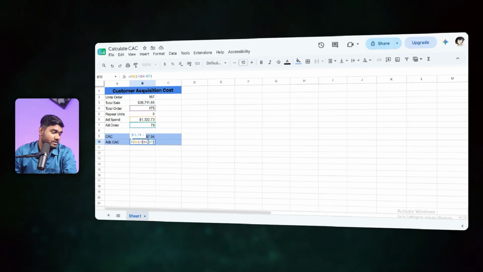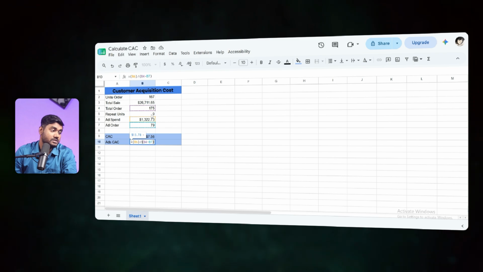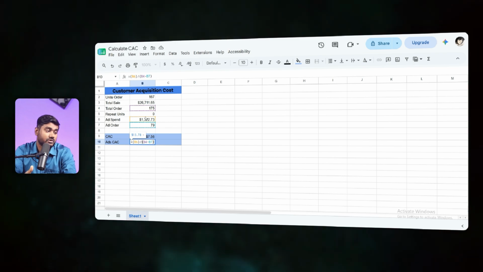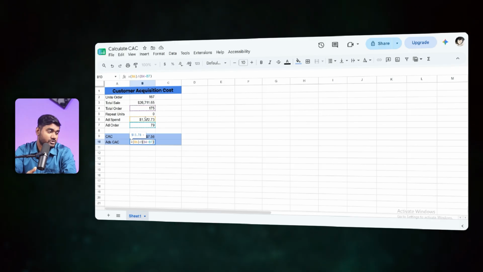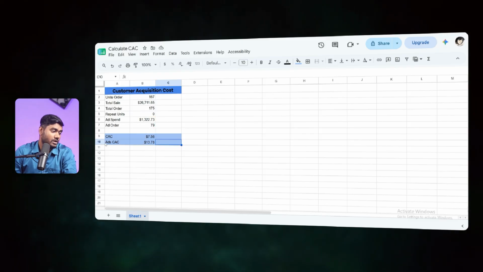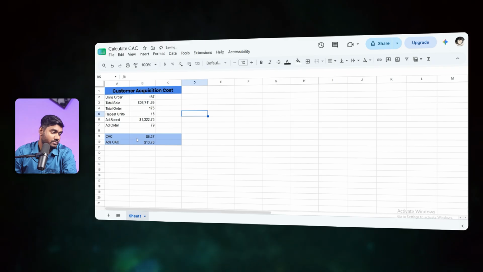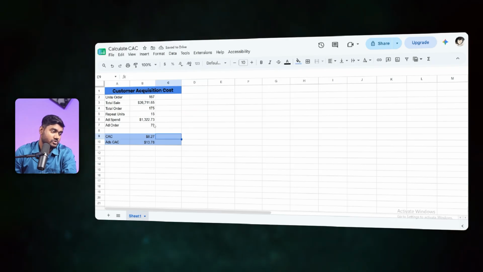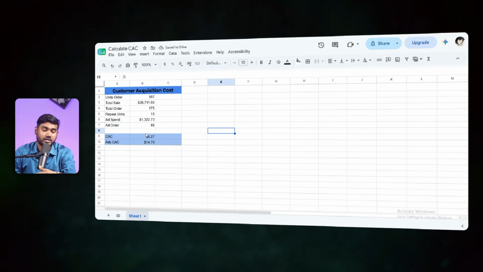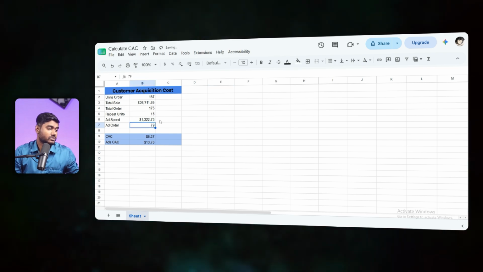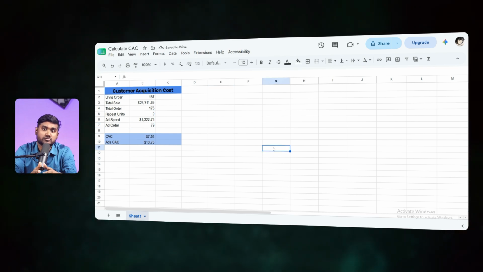And for advertising, the calculation is the same, just instead of deducting the repeat units, I am deducting the ad orders. So that's how I am able to get the customer acquisition cost for the PPC ads. If my repeat purchase was 15 units, as you can see my customer acquisition cost went up. And if my PPC orders went up by 84 units, then it went up again. So that's how we are calculating the customer acquisition cost for Amazon.